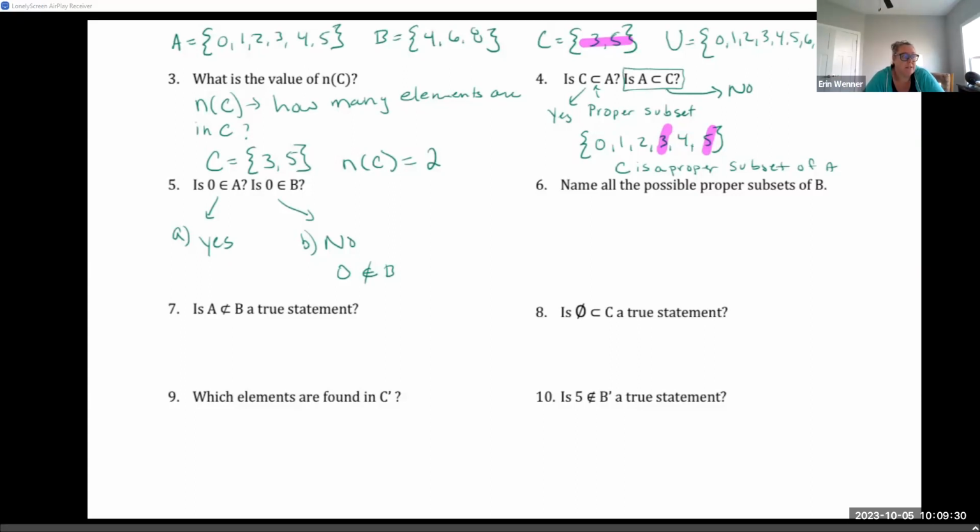So when you look at number 6, it says name all the proper subsets of B. So B is the set 4, 6, and 8. When we're naming the proper subsets, your first one should always be the null set. So I'm just going to name it without anything in it, okay? After that, you want to look at your single element sets. So we have the set that contains the number 4. We have the set that contains the number 6.